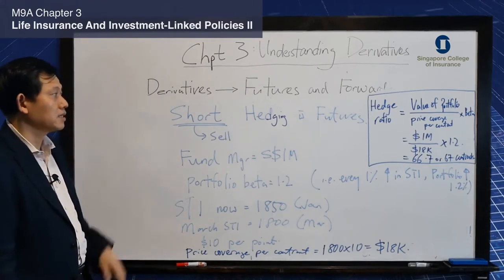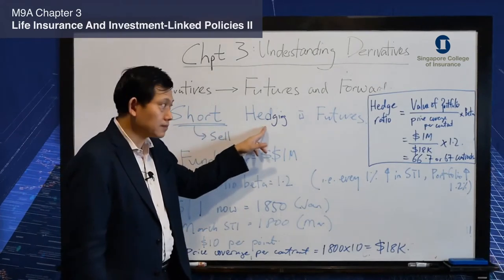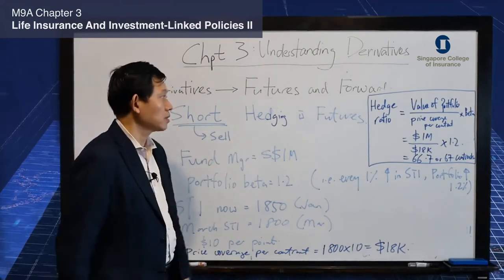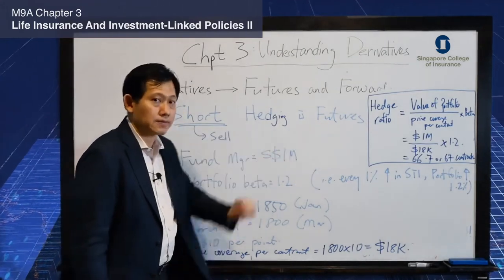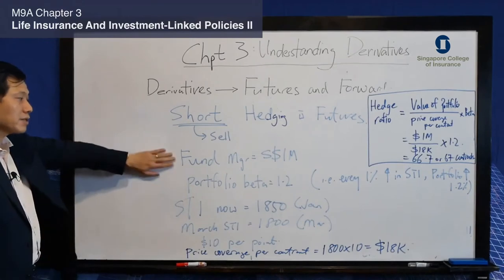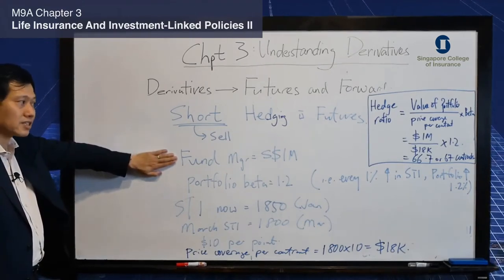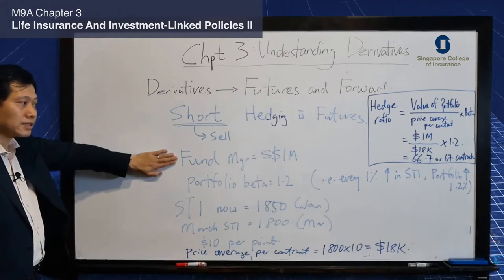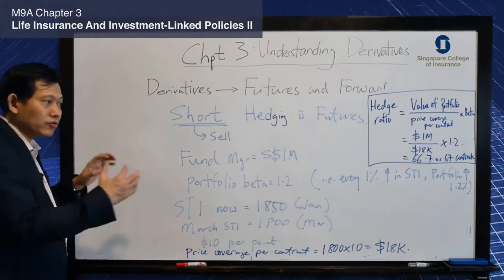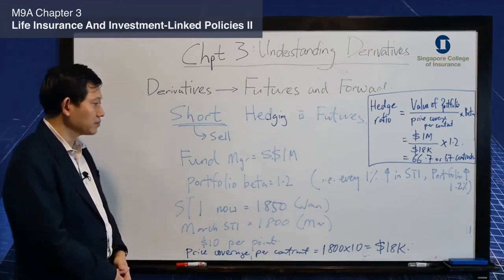Shorting means to sell. Hedging means protect. You protect a portfolio with a derivative called a future. Now, let's assume this example taken from your book. A fund manager has a mandate to manage a $1 million equity portfolio in Singapore. In other words, this $1 million consists of a portfolio of Singapore equities, the Singapore stocks.